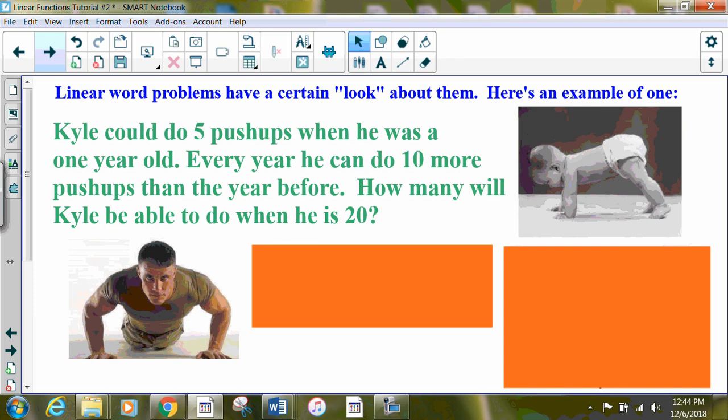All right, so linear word problems have a certain look about them as well, since linear equations do. So here's an example of one.